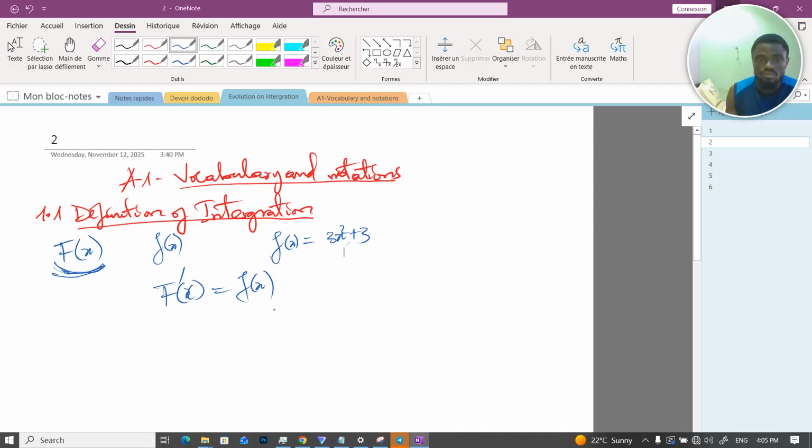You understand? So to resume things, if you are asked to integrate a function f of t, for example, what they are simply asking you to do is find a function capital F of t such that if you derive this capital F of t, you obtain what? Small f of t.